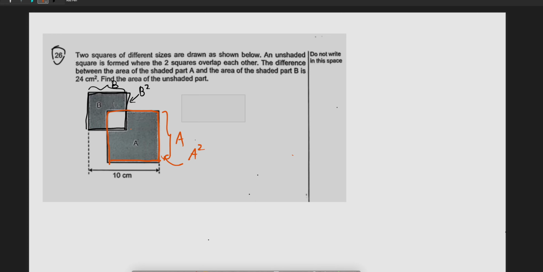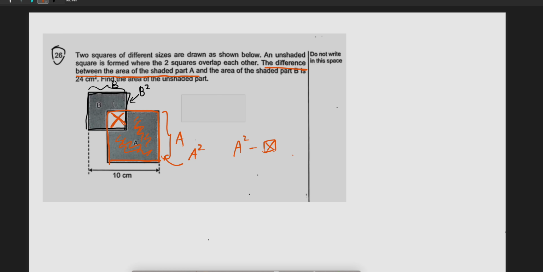All right, and if you continue to read, it says the difference between the area of the shaded part A, which is this part. This part is actually the entire area minus this unshaded square. So A square, which is the entire bigger square area, minus this unshaded square, and you will get the shaded part, which is here.